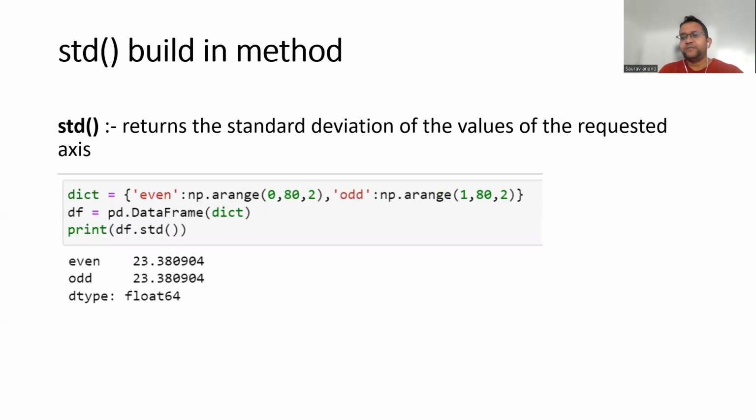The standard deviation method is similar to sum, but instead of calculating the sum, here we are calculating the standard deviation of the particular column. So it returns the standard deviation of values for the axis. We can see that we have created a data frame which contains two columns, even and odd, containing even and odd numbers ranging from 0 to 80. When we apply the standard deviation method, it will calculate the standard deviation of each column and display the result.